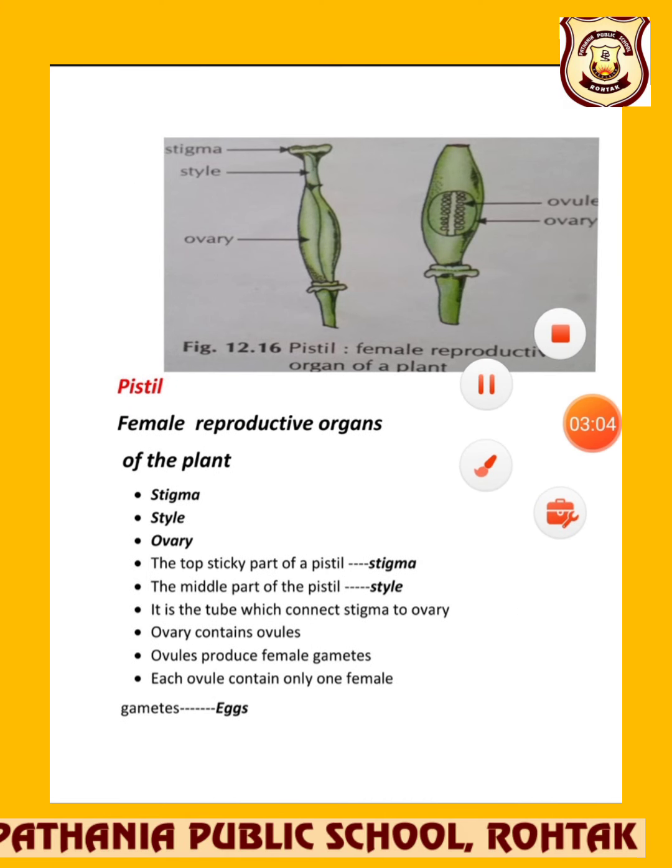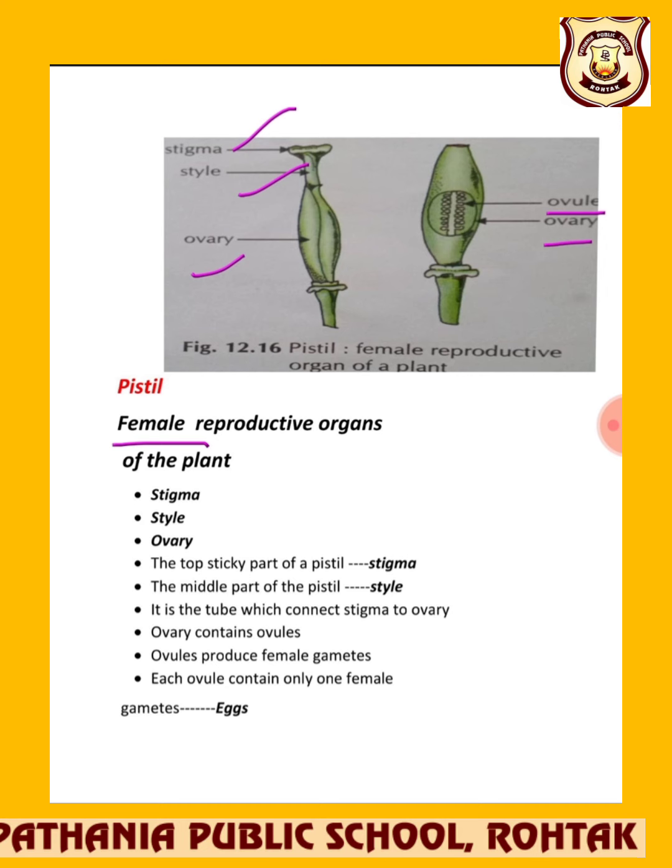What is pistil? Pistil is the female reproductive part, beta. Pistil, spelling P-I-S-T-I-L. So it is having stigma in it. You can see the stigma in the figure. Then it is having style, this thin part, and then it is having ovary, a swollen part. And what does ovary contain? Ovules. You can see the ovary contains small little ovules in it.